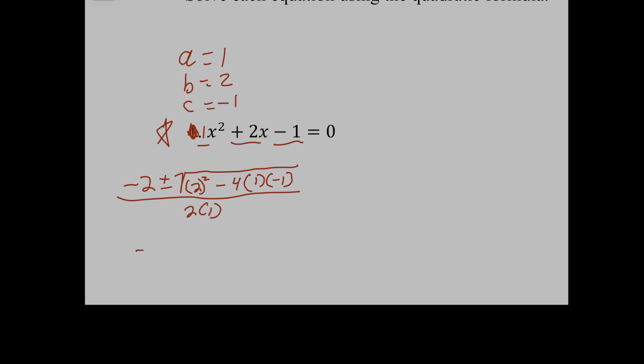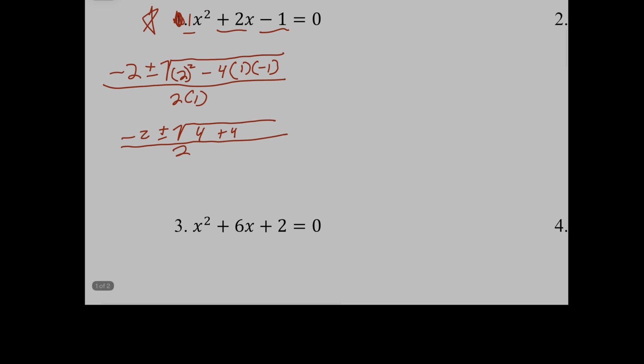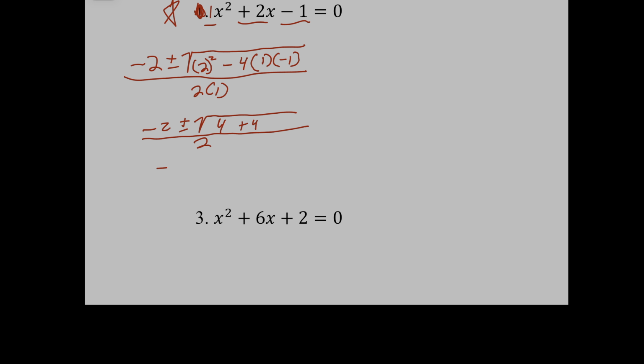So I'm just going to work down: negative 2 plus or minus the square root of, now let's do the work. 2 squared is 4. Now, don't think about that so much as a minus sign; think about that as a negative 4. It always works better that way. Negative 4 times 1 is a negative 4, and negative 4 times negative 1 is a positive 4. All over 2a, which is just 2. This is going to turn into negative 2 plus or minus the square root of 8 over 2.